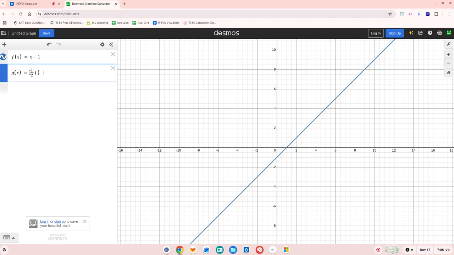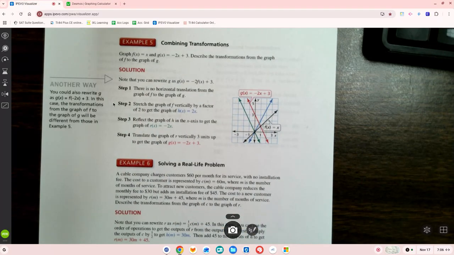And I want you to see what happens. The 1/2 is outside. Do you notice how this new line has a lesser slope because this graph has been vertically shrunk? The half is outside. That's a vertical effect. Anytime you see anything outside the function, it's affecting the graph vertically, okay? Anytime we see something inside, it's affecting the graph horizontally, all right? Let me see what else we have.